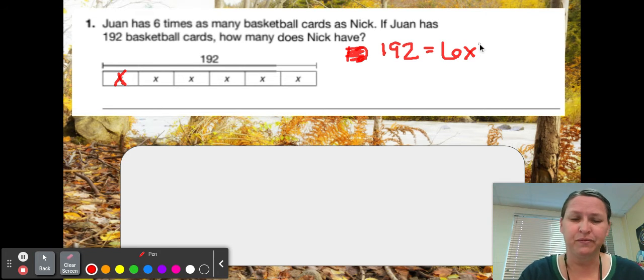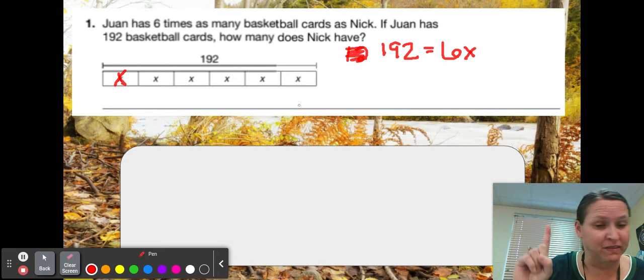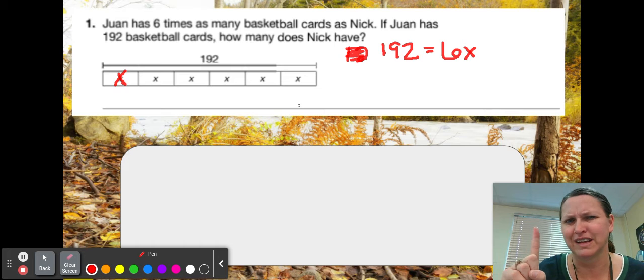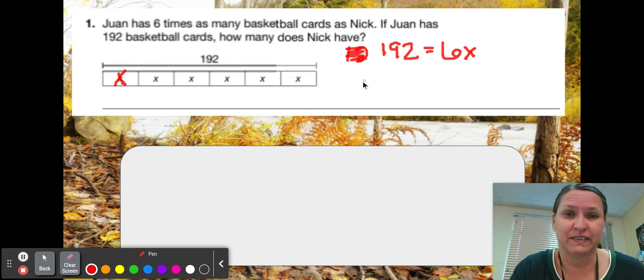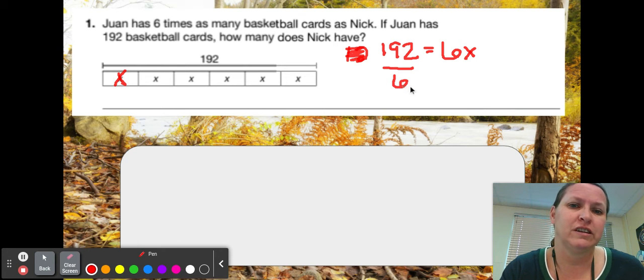In order to solve it, I have to go through my questions. What is my variable? My variable is X. What are they doing to X? They're multiplying it by 6. How do I get it alone? How do I do the opposite? I divide it by 6. So I'm going to do 192 divided by 6 and 6 divided by 6. 6 divided by 6 cancels itself out, and I get X.